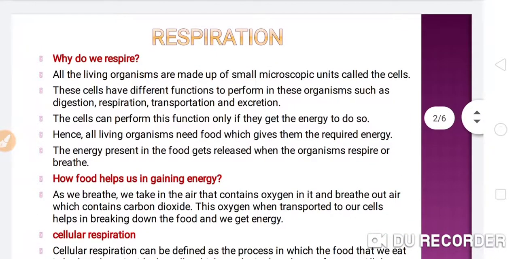Respiration. Why do we respire? This is a very important question. All living organisms are made up of small microscopic units called cells. So cells are the basic building units of our body. These cells have different functions to perform in these organisms, such as digestion, respiration, transportation and excretion.